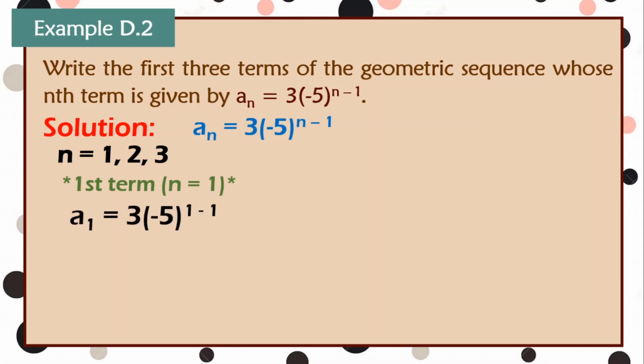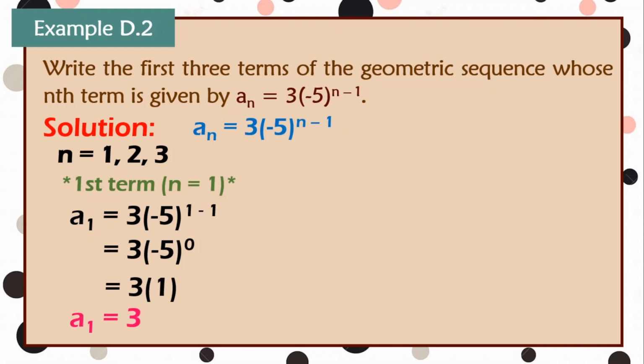Substitute that in the given formula. So we have 3 times negative 5 raised to 1 minus 1. And 1 minus 1 is 0. So we have 3 times negative 5 raised to 0. Any number raised to 0 is equal to 1. So we have 3 times 1, and 3 times 1 is 3. So that is the value of the first term.